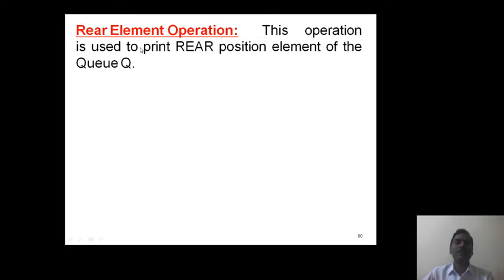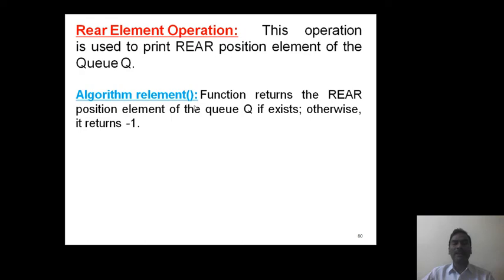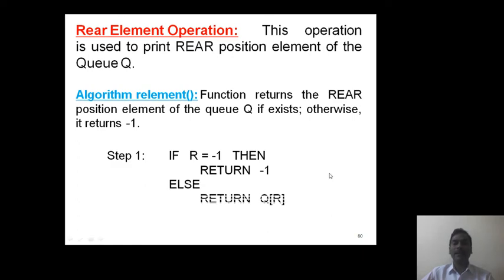Next operation, rear element operation. This operation is used to print the rear position element of the linear queue. Algorithm rear element. The function returns the rear position element of the queue if it exists, otherwise the function returns -1. If R = -1, then return -1, else return Q of R. End if.